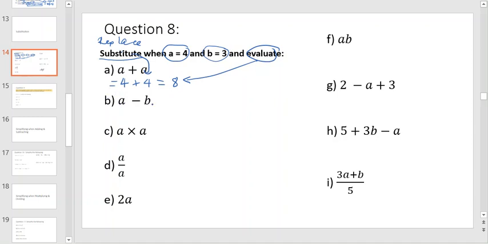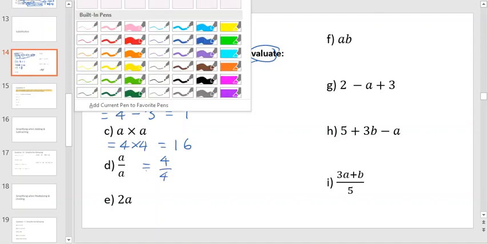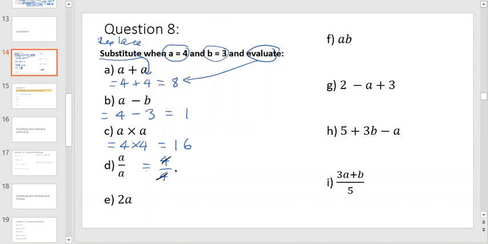Now, B, A take away B. So once again, replace A with 4, take away B with 3. 4 take away 3. If I evaluate it, I get 1. C, A times A. So once again, replace A with 4. I would have 4 times 4. 4 times 4 is just 16. Done. A over A, which means I have 4. We're still using the same number. A is 4. So 4 over 4. Now, when I simplify fractions, if I see the same number on top and bottom, I just cross it off. It becomes a 1. The whole thing is 1 over 1 or just 1. Or another way of looking at it is 4 divided by 4 is 1.